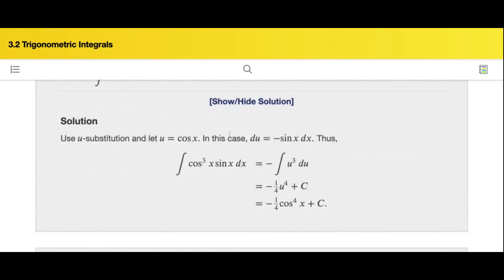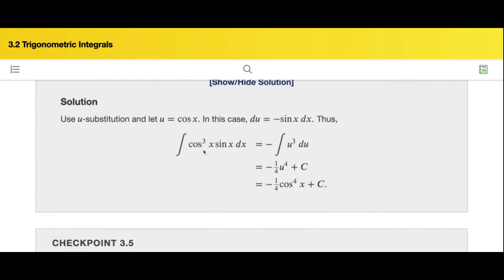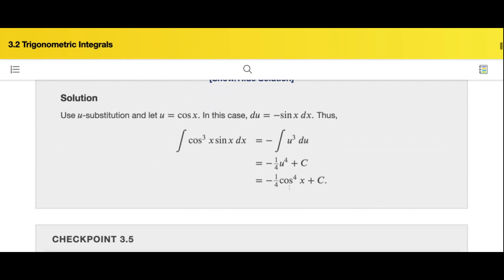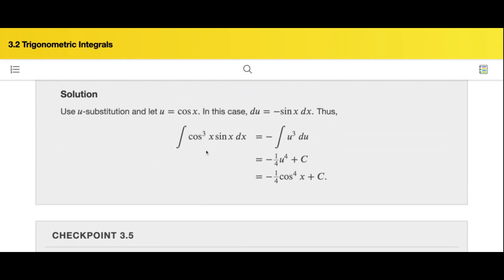So let u be cosine x, du then equals negative sine x dx. So sine x dx equals negative du. So cos cubed becomes u cubed, right? And sine x dx becomes a negative du. And by the power rule, we get this. Then because this is indefinite, we just substitute back u into cos. So we get negative one quarter cos raised to the 4th plus a constant.